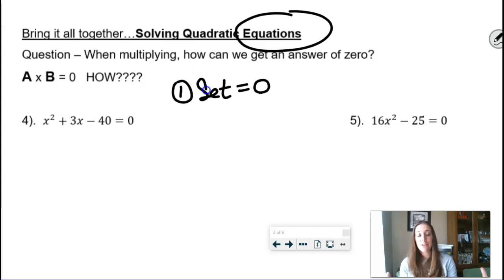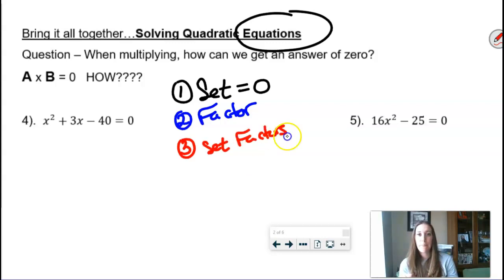So if your equation doesn't say equals 0 on one side, you've got to move terms around. Your second step would be to factor, and that's really the major step, right? And then our third step is to set the factors equal to 0 and solve. All right, I'll show you what that looks like.